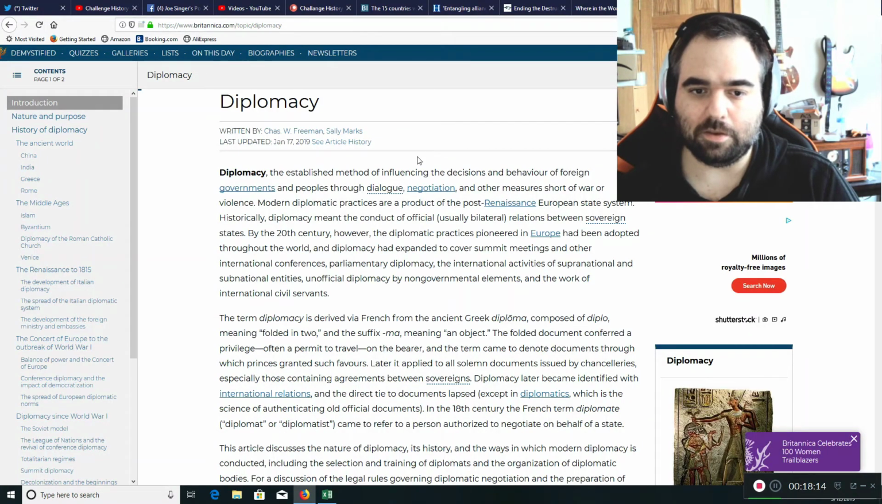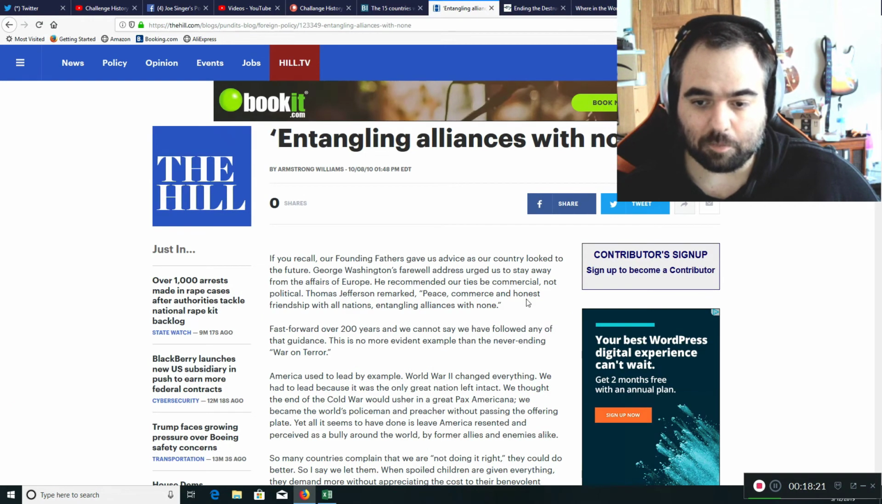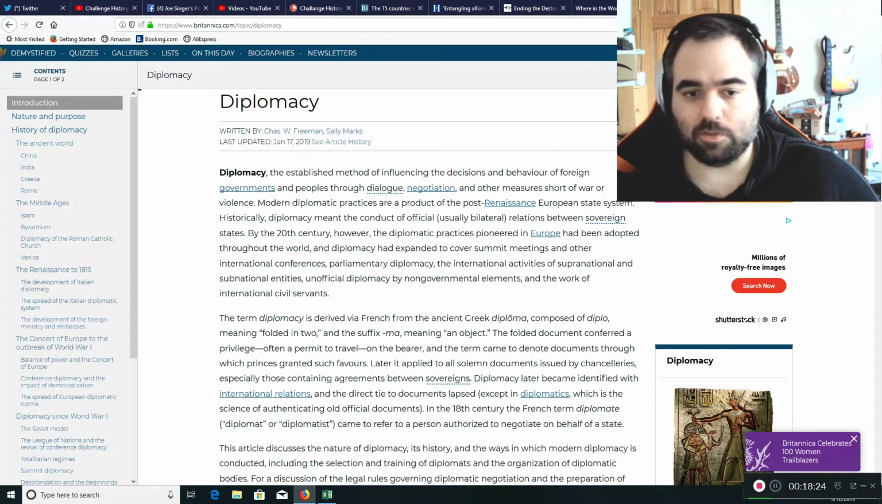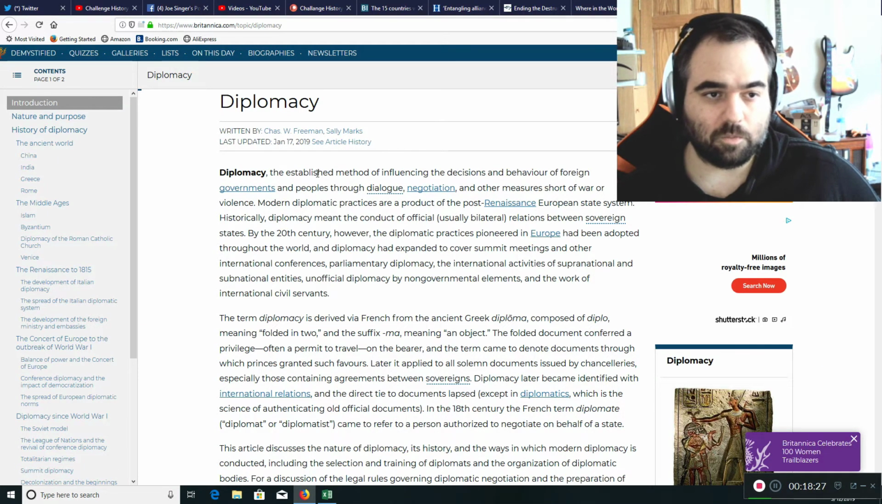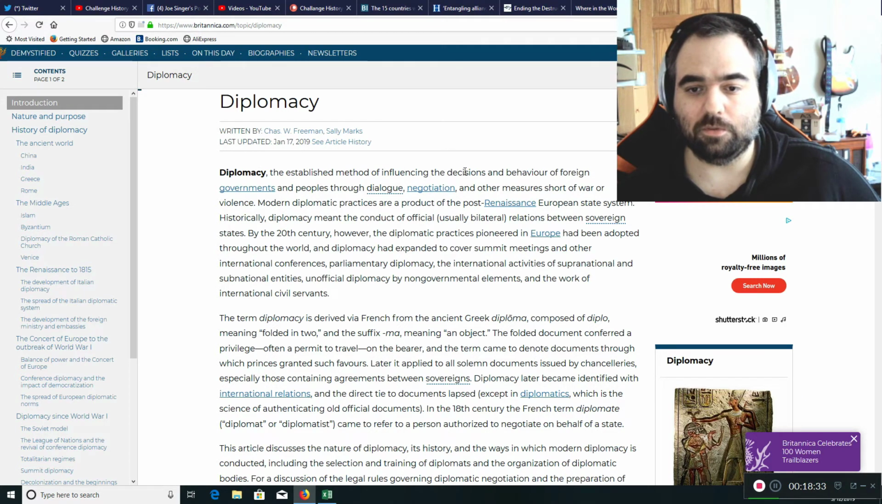Now we go to the idea of what diplomacy is. This is where we get to the idea of peace, commerce, and honest friendship with all nations. This is the part of diplomacy. From Britannica: diplomacy, the established method of influencing the decisions and behaviors of foreign governments and peoples through dialogue, negotiation, and other measures short of war or violence. Modern diplomatic practices are a product of the post-Renaissance European state system. Historically, diplomacy has meant the conduct of official, usually bilateral, relations between sovereign states.